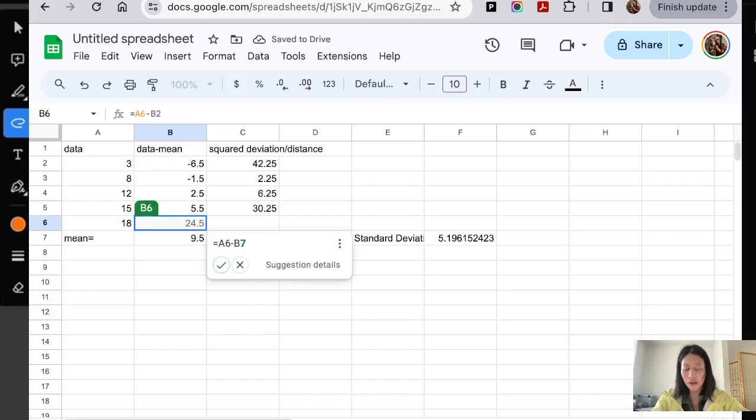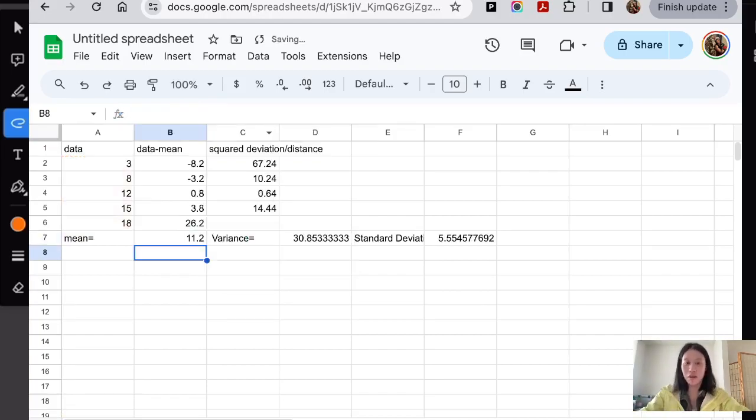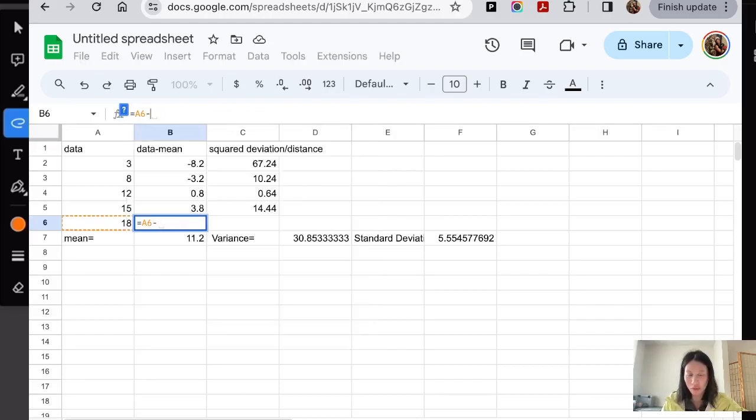But we need to change the mean, because at the beginning our mean is from A2 to A5. Now we're adding an extra data, so that means our mean is going to be A2 to A6. You want to include the fifth data. Now let's go back to check. In here, this one should be A6 minus, not B12. We want to minus the mean, which is B7.